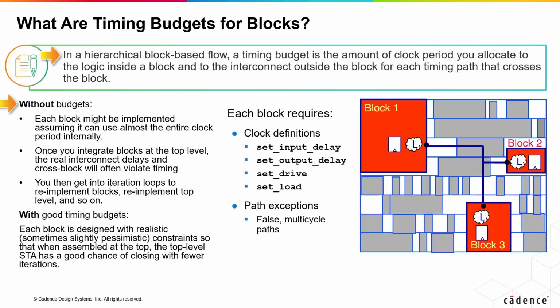With well-defined timing budgets, each block is designed using realistic and sometimes slightly pessimistic constraints. This greatly improves the likelihood that top-level static timing analysis will converge with fewer iterations. To support this, each block must include proper clock definitions, interface constraints such as input and output delays, drive and load modeling, and appropriate path exceptions like false or multi-cycle paths. The key takeaway is that accurate timing budgets enable predictable and efficient timing convergence at the top level.